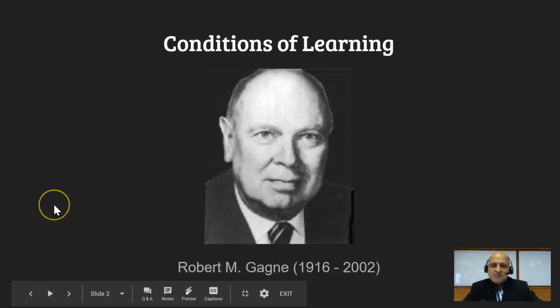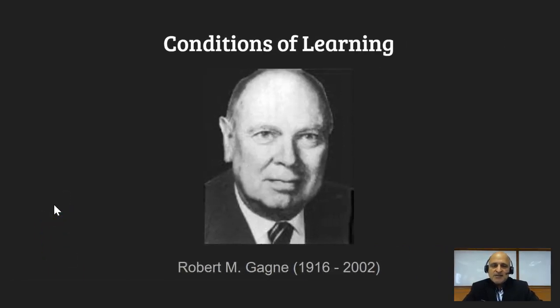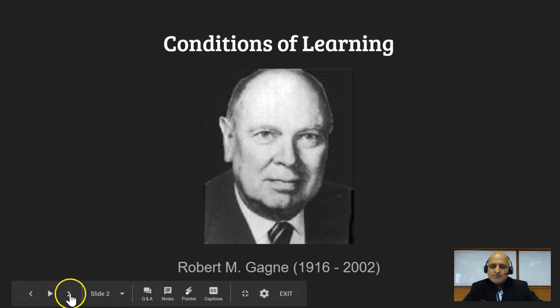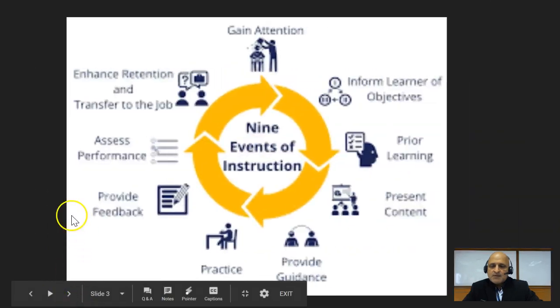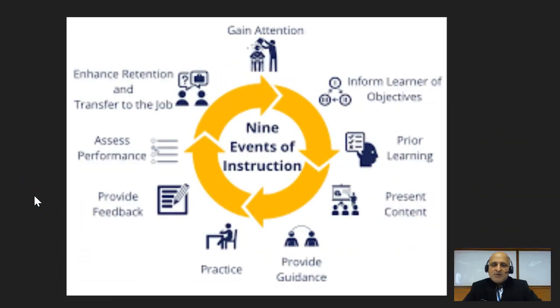Robert Gagne is famous for having written the book Conditions of Learning, in which he discusses the human mind and the way in which it interacts with knowledge. He documented these 9 steps in the process of learning.